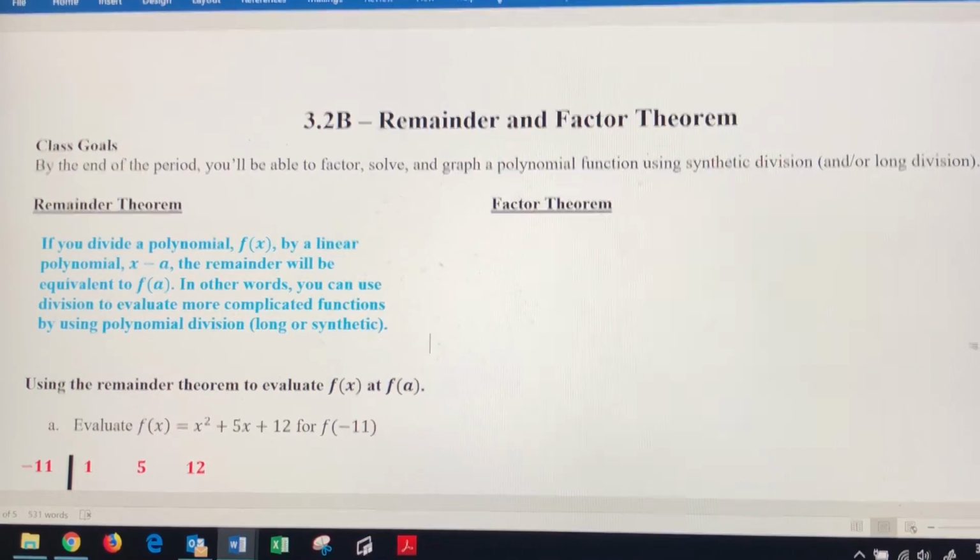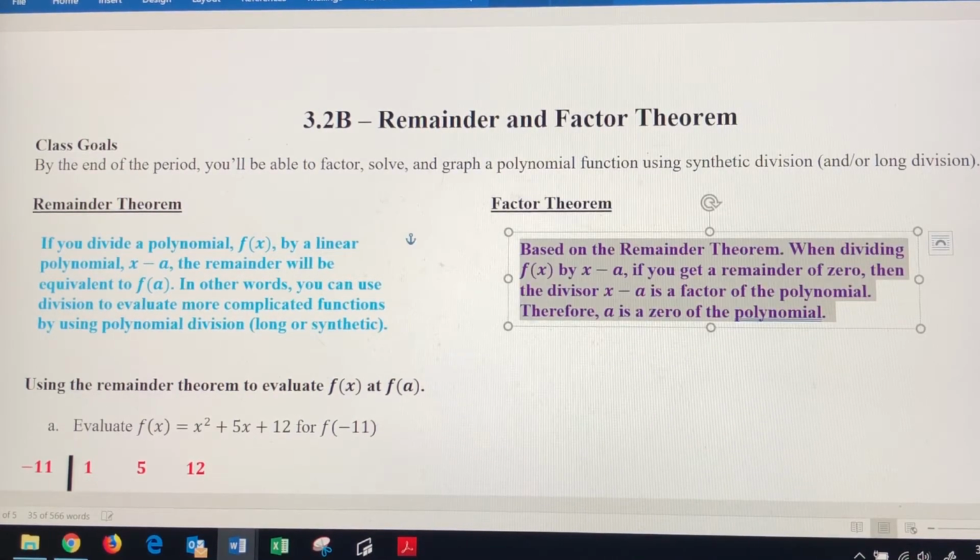The factor theorem comes from the remainder theorem. When dividing f of x by x minus a, if your remainder is 0, that means that divisor, that linear polynomial x minus a that we divided by, is going to be a factor of the polynomial f of x, okay? And that makes a 0 of the polynomial. So we can use that to factor. We can also use that to help us graph polynomials, all right?